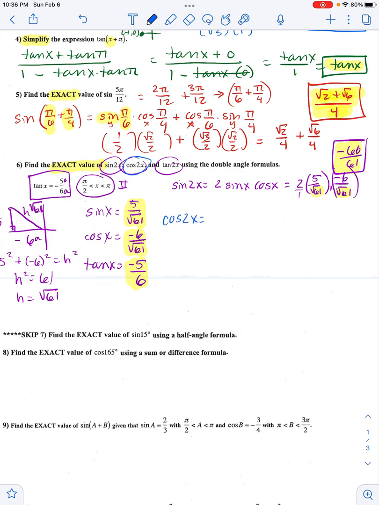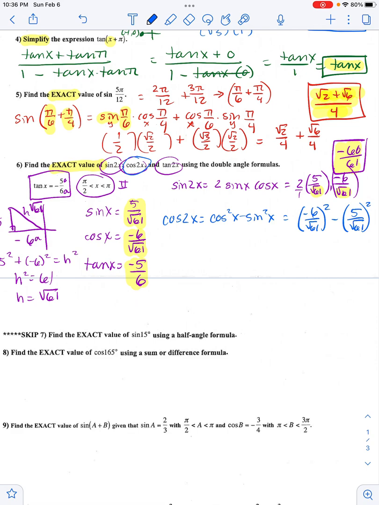And to do cosine of 2x, I use my formula cosine squared minus sine squared. Then I plug in my cosine, which I look over to the left, and it was this. And I'm going to square it. And then minus my sine, which was this. And that gets squared as well.